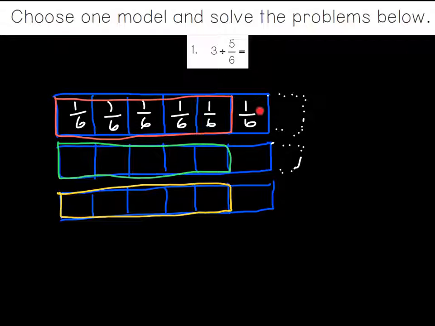So we have 1, 2, 3 out of 5 total: 1, 2, 3, 4, 5. So my answer would be 3 and 3 fifths. So 3 divided by 5/6 would be 3 and 3 fifths. Remember, the number we have left over, 3, out of how many would go in a group, which would be 5 total. So 3 divided by 5/6 would be 3 and 3 fifths.